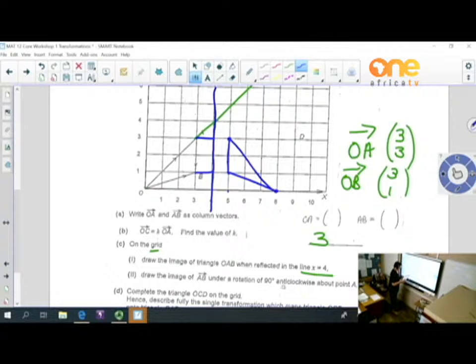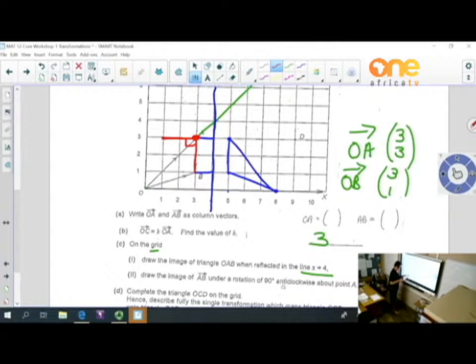Then there. And then draw the image of AB. Now this is just this line AB, under a rotation of 90 degrees anti-clockwise about A. That means A is going to be the center. Anti-clockwise is like this, like the watch, and there's the 90 degrees. So this line will be there. There will be the line, the image there.